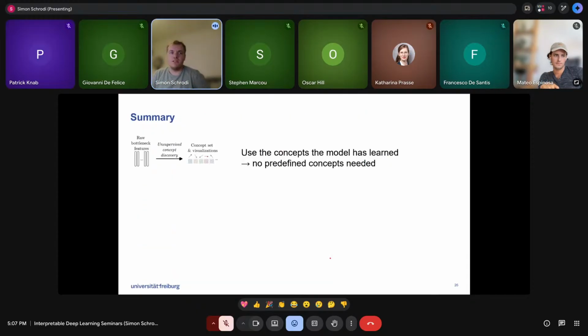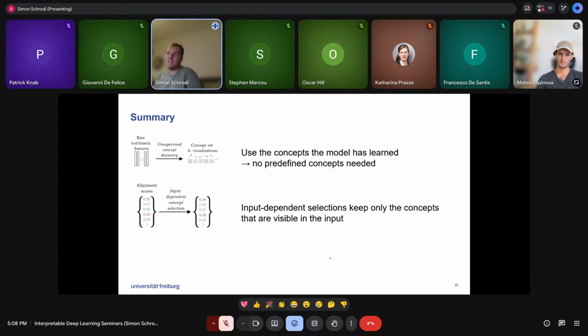Okay, to summarize, what we did in this work is we just use the concepts that the model has learned. We don't say to this pretrained model, please give us the concepts that we want you to have. We essentially ask the model, if you want to anthropomorphize this, what are the concepts that you have learned. The important bit is that we don't need to predefine the concepts. We just use the concepts that the model gives us. And the other thing is this input dependent selection mechanism, where we try to keep only the concepts that are visible in the input.